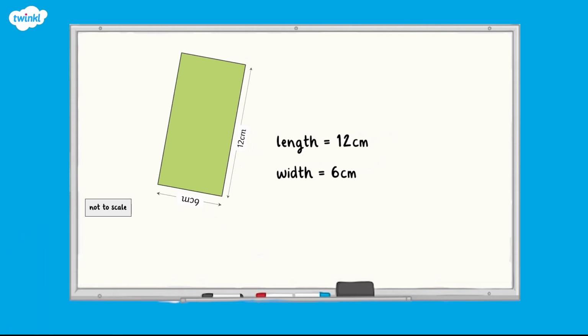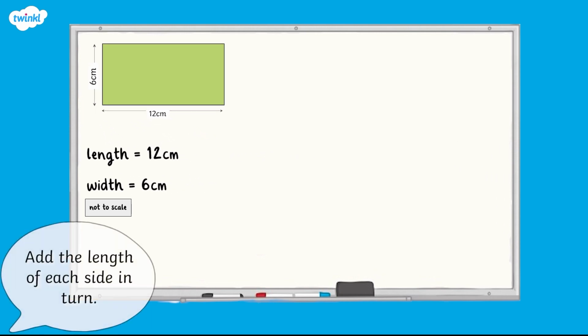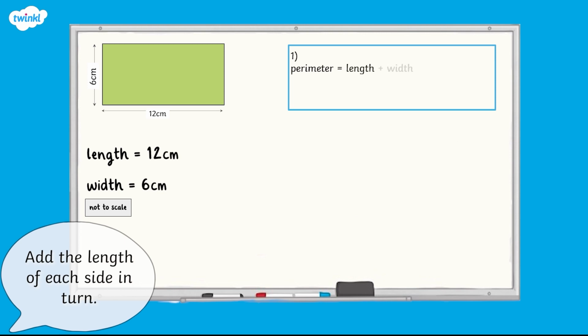There are 3 ways of doing this. Method 1. Add the length of each side in turn. Length, add width, add length, add width. So 12 add 6, add 12 add 6, which equals 36. So the perimeter is 36 centimetres.